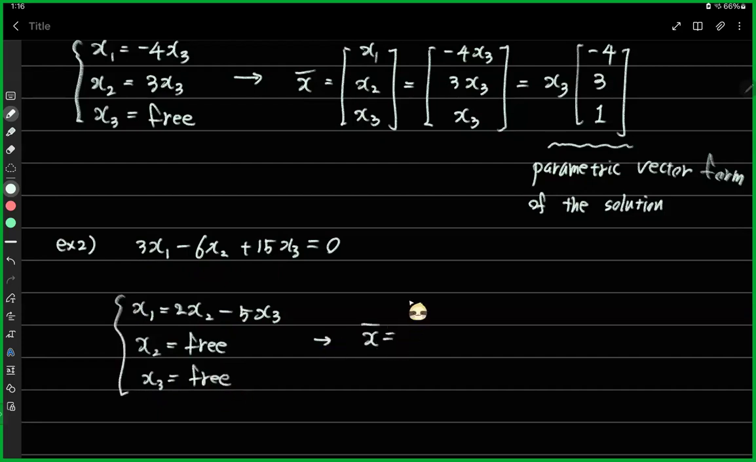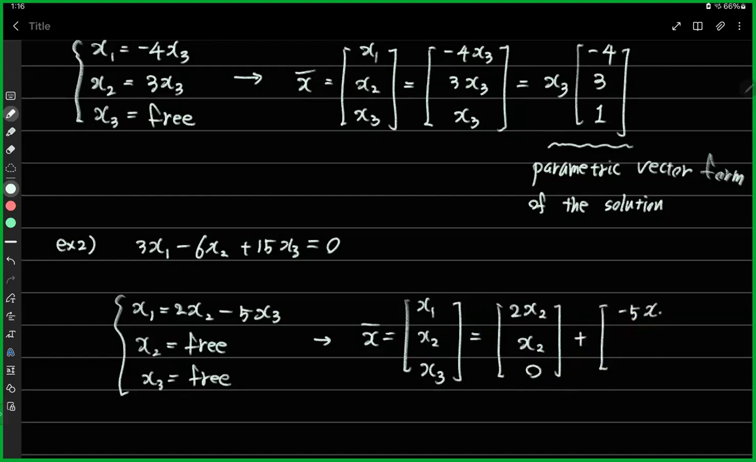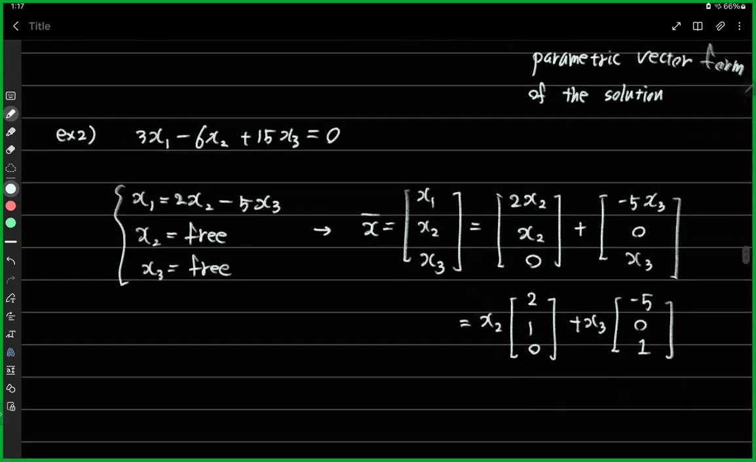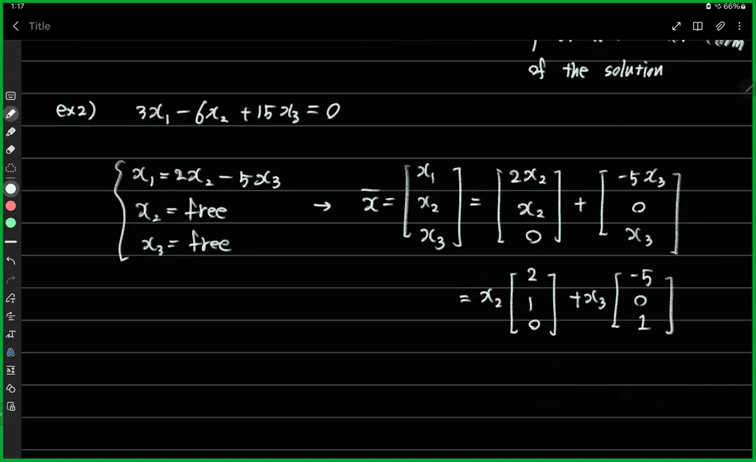Then x bar is going to be x1, x2, and x3. This is 2 times x2, and then here x2, and then 0, plus minus 5x3, and then 0, and then x3. You can see that, right? So this is equal to x2 times (2, 1, 0), plus x3 times (negative 5, 0, 1). This is a parametric vector form or parametric vector equation. Doesn't matter, okay?